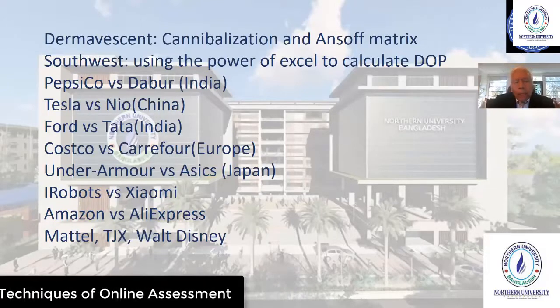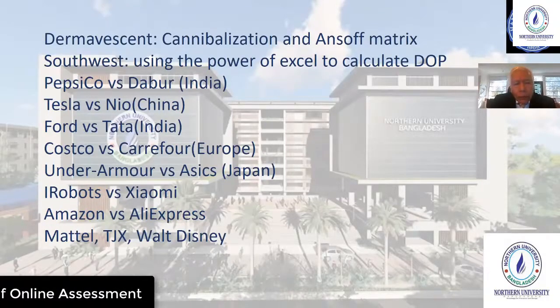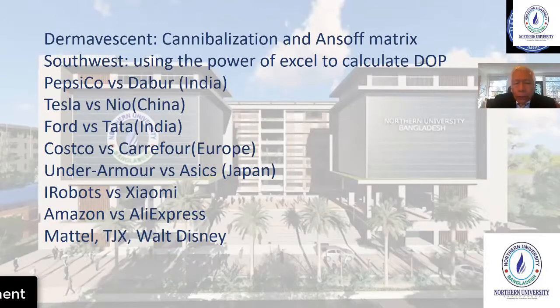For example, I use the case Dermavescent, where we introduced the concept of cannibalization and the Ansoff matrix. A lot of students don't understand that companies have to introduce new brands. Coca-Cola Classic, then comes Diet Coke. Why? Because if they don't introduce that, then Pepsi-Cola will take that market segment. So the new brand is going to take products from the old brand, and that's okay. Our company will grow. So then how to use an Ansoff matrix through the Dermavescent case.